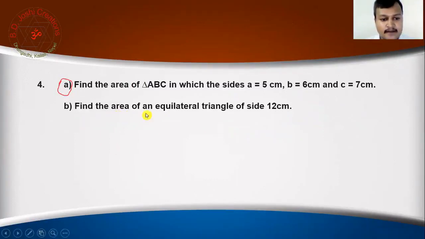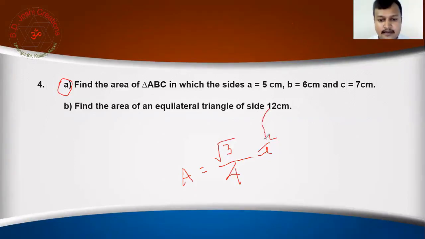Look at B. Find the area of an equilateral triangle of side 12 centimeter. For the area of an equilateral triangle, the formula is root 3 by 4 A square. You know it; we just have to use this formula. The value of A is 12. Put 12 in place of A: root 3 by 4, 12 square. It will give us root 3 by 4 into 144, and from that you will get the area of this equilateral triangle whose side is 12 centimeter.